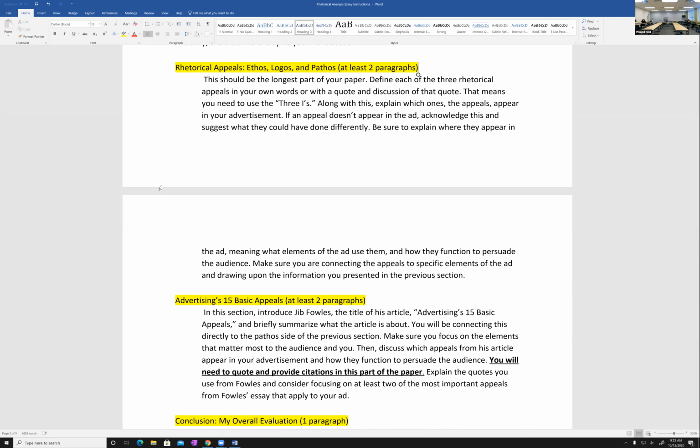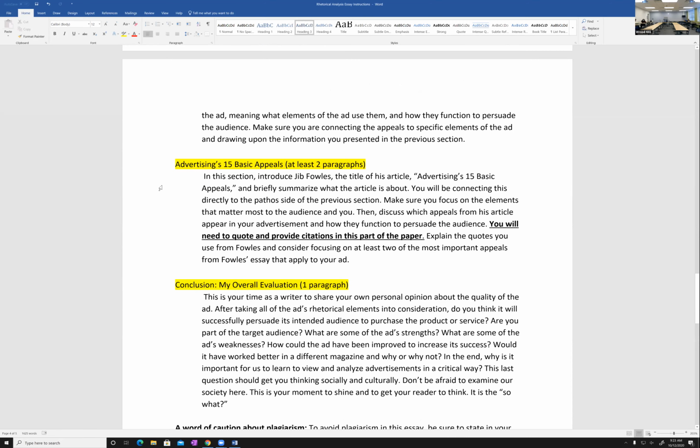Not all ads have all 3. However, the best ads contain elements of all 3. But as I said before, if there's not one there, then absolutely acknowledge it and say what could have been done. The next section is on advertising 15 basic appeals.